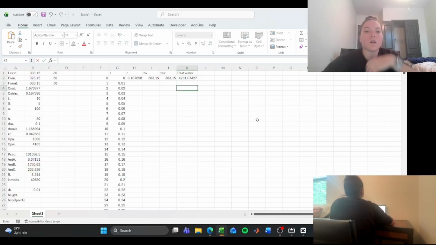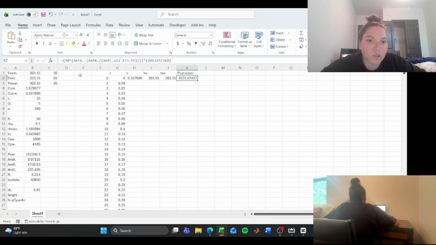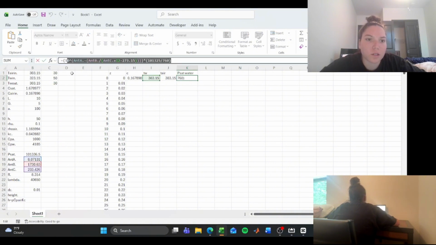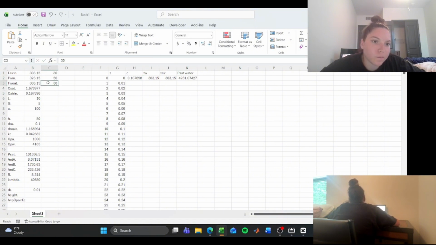Okay, so I retyped up the Antoine equation. I think initially it was an issue with the parentheses here, but also this temperature of water coming out is going to be the same temperature as the air coming in. So I changed that as well, so that changed this column and this one.